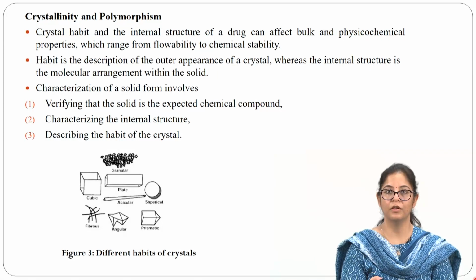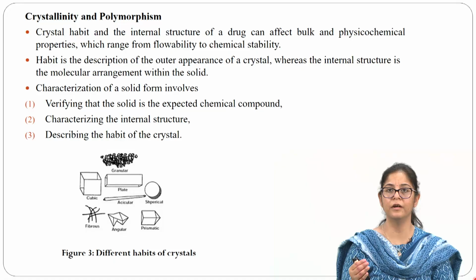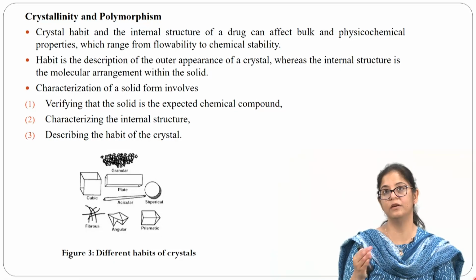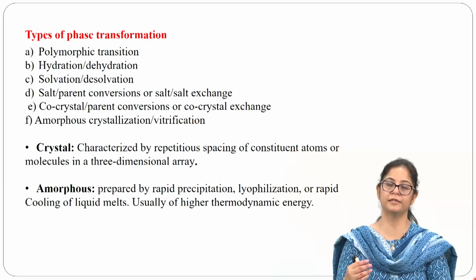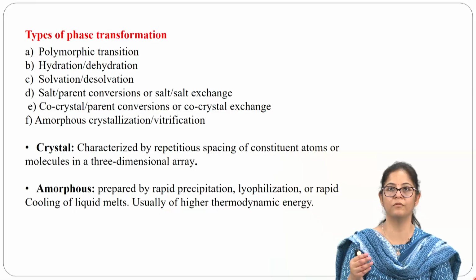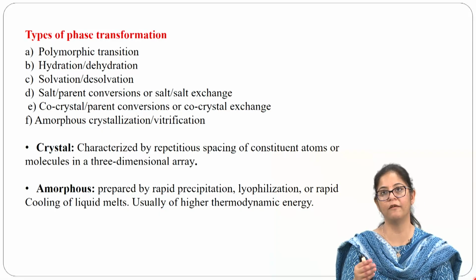compound or not. So, as we can see here, there are different types of crystal habits like cubical, angular, spherical, granular. So, these are the habits. How does a material look like? The crystals, as I said, are the repetitive spacing of the constituent atoms or molecules in a three-dimensional array. However, amorphous moieties do not have this.